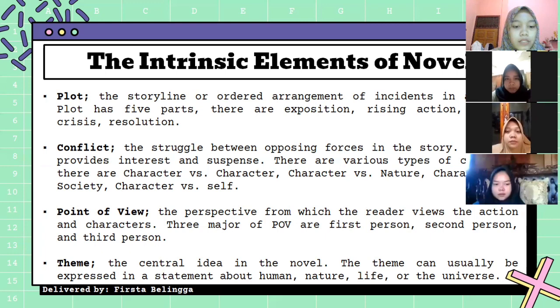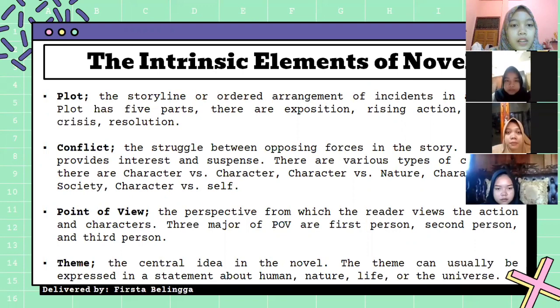And then climax. Climax is a moment of great intensity in a narrative, especially the conclusion of a crisis, the turning point in a plot. And then falling action. Falling action is the events of a narrative plot that follow the climax. And the last is resolution. Resolution is the part of a literary work in which the complications of the plot are resolved or simplified.